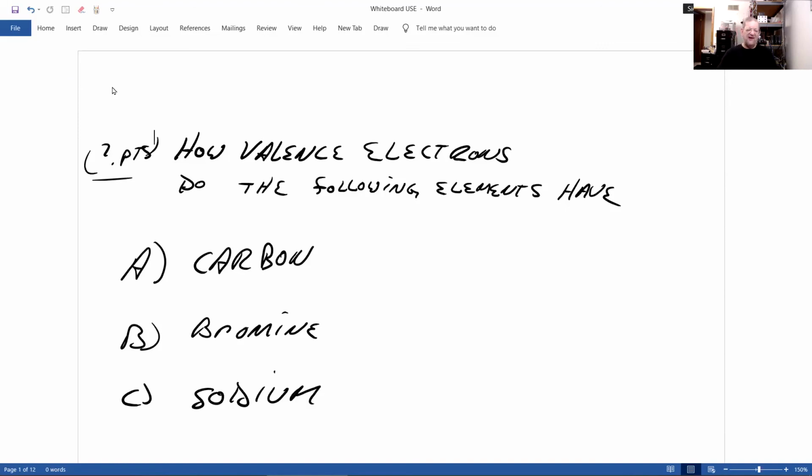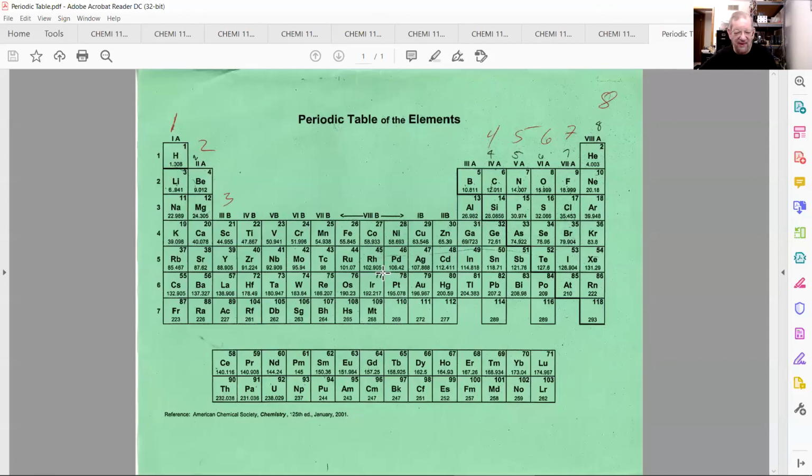And why don't you try this out? Your turn. How many valence electrons does carbon, bromine, and sodium have? I'll post the periodic table in a second. Again, carbon, bromine, and sodium. And here's a periodic table. Again, carbon, bromine, sodium. Your turn.